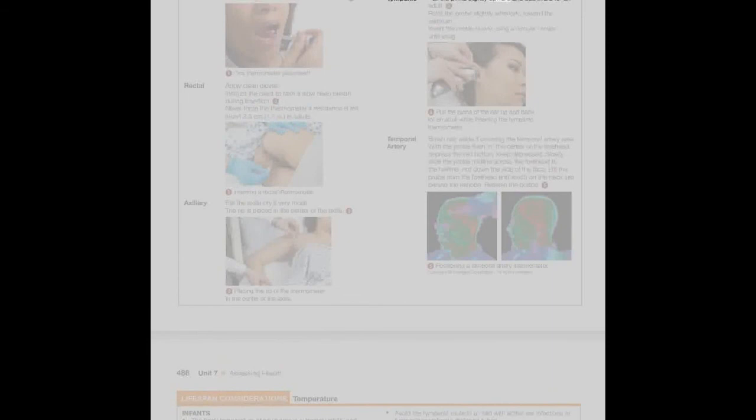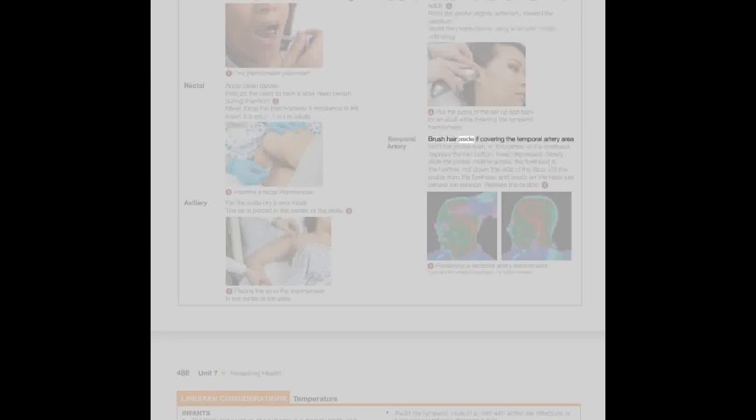Oral thermometer placement. Positioning a temporal artery thermometer. Copyright Exergen Corporation. All rights reserved. Pull the pinna of the ear up and back for an adult while inserting the tympanic thermometer. Placing the tip of the thermometer in the center of the axilla. Inserting a rectal thermometer. Tympanic: pull the pinna slightly upward and backward for an adult. Point the probe slightly anteriorly, toward the eardrum. Insert the probe slowly using a circular motion until snug.